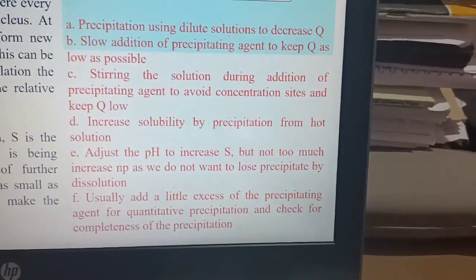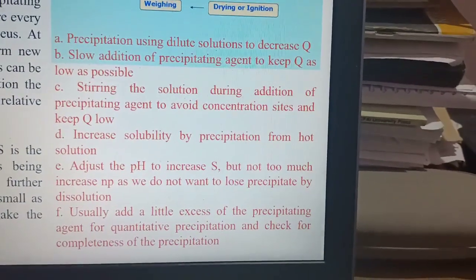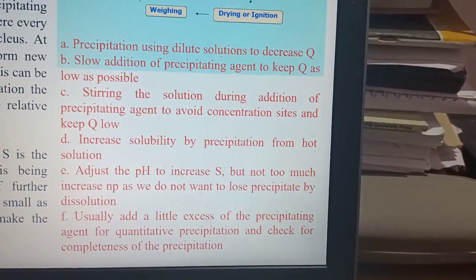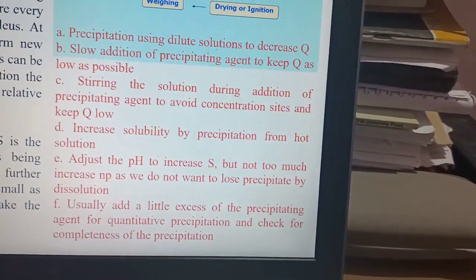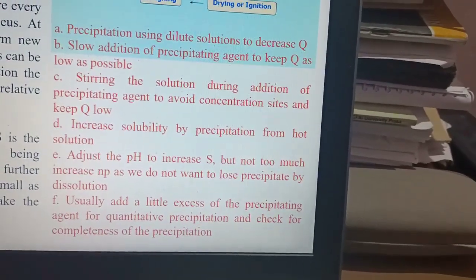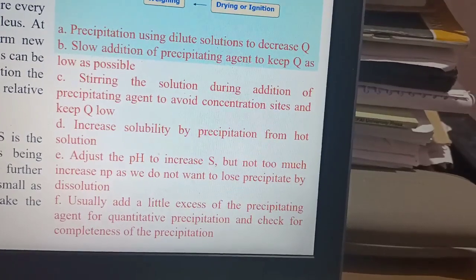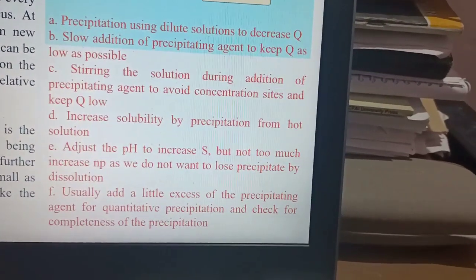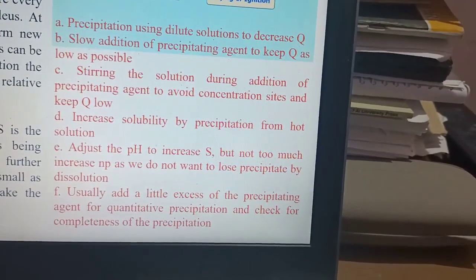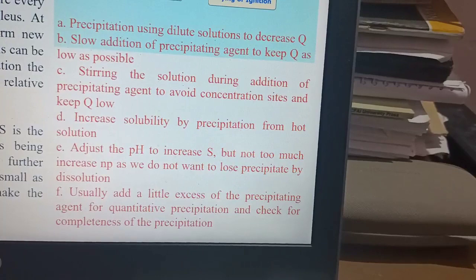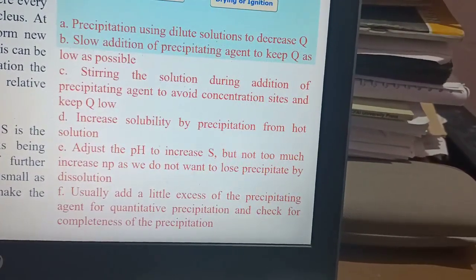First, precipitation using dilute solution to lower Q, that is concentration before the precipitation. Then slow addition of precipitating agent to keep that Q as low as possible, Q minus S. Then stirring the solution during addition of precipitating agent to avoid concentration sites and keep Q low.